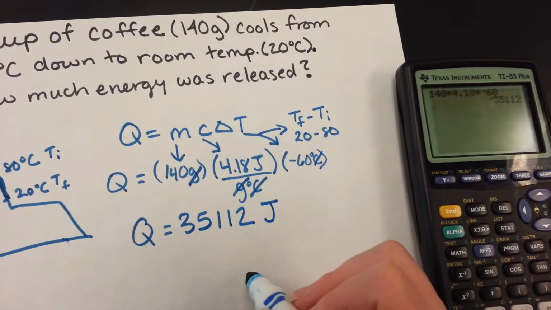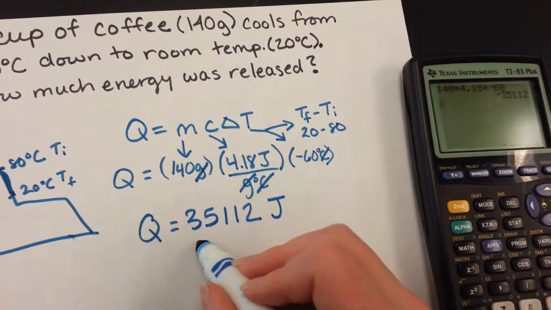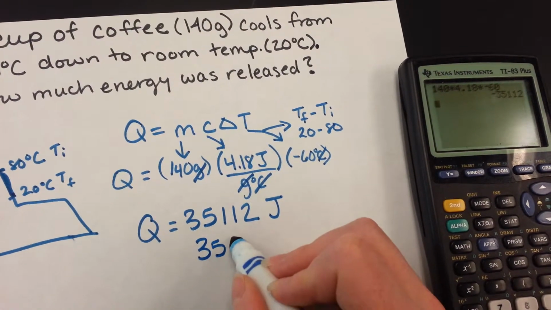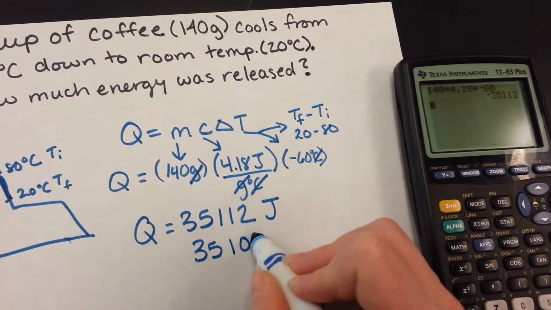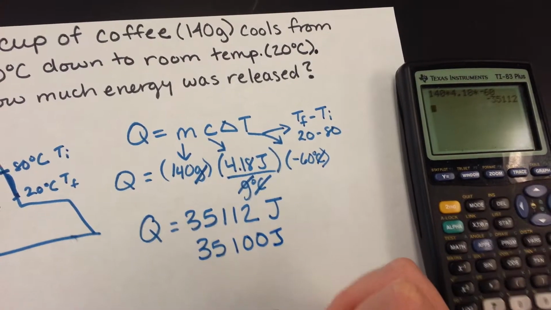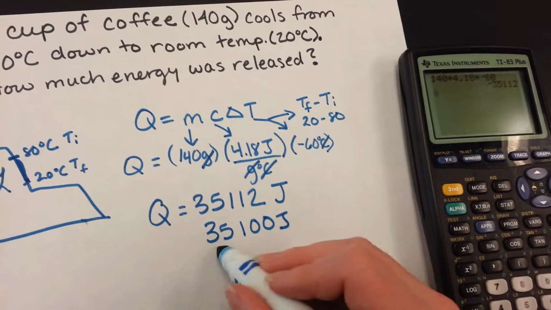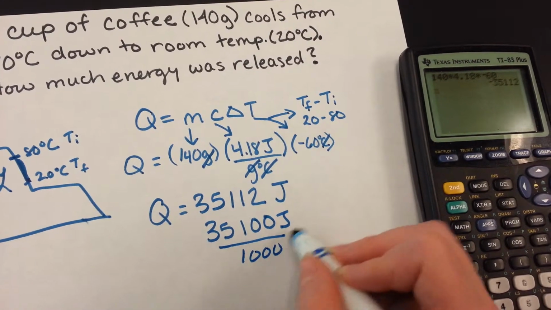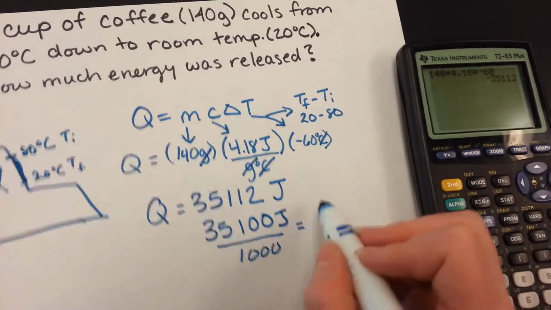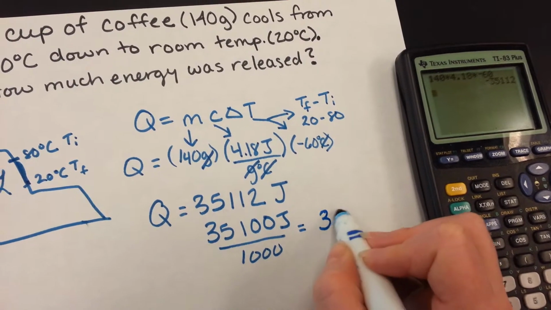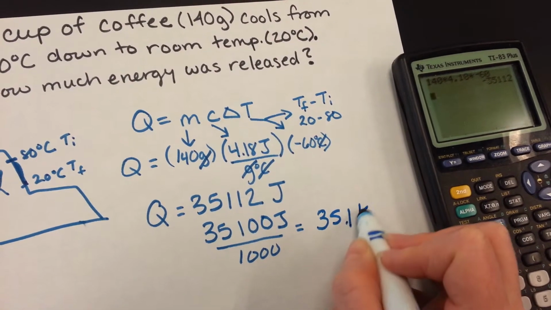Now typically we'll keep 3 sig figs. And we usually don't even give our answers in joules, we give them in kilojoules. So we'll divide by 1,000, and that'll give us 35.1 kilojoules.